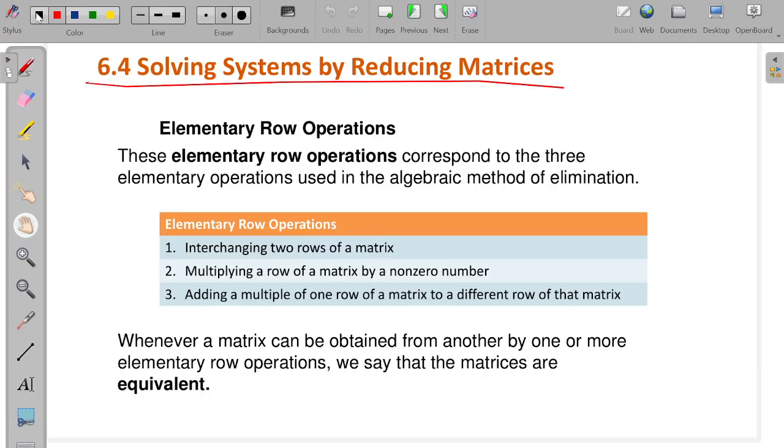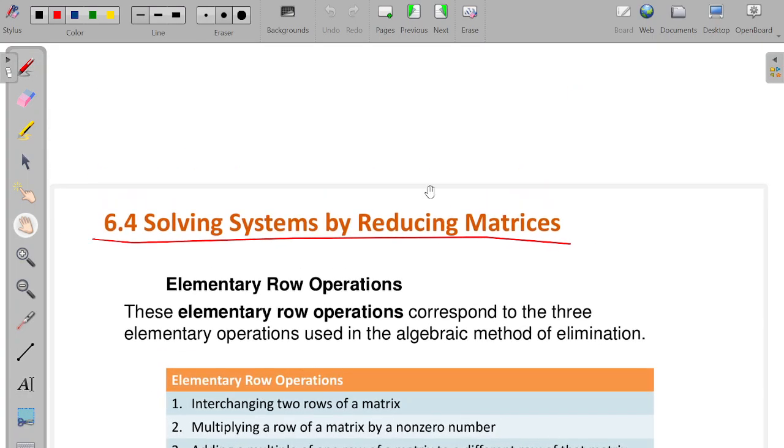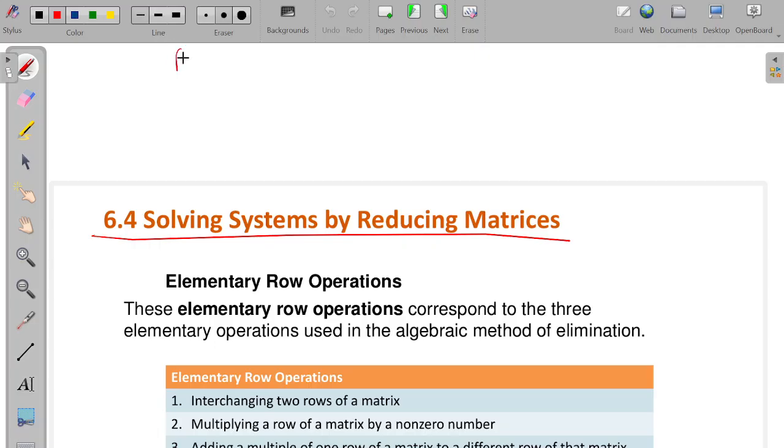All right, so now we are in 6.4, where we are going to be solving systems by reducing matrices. Okay, let's do a quick recall.